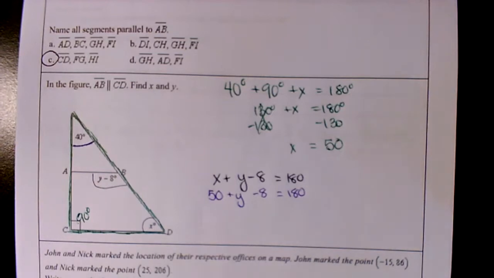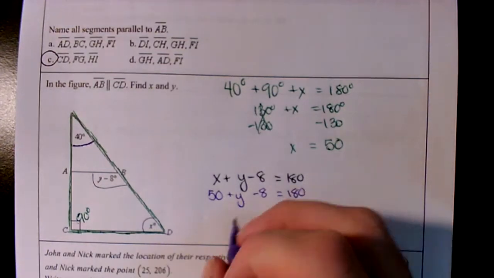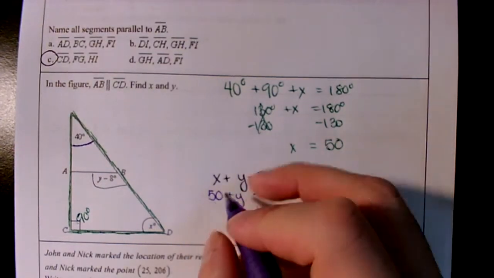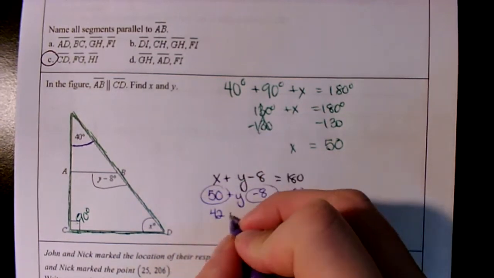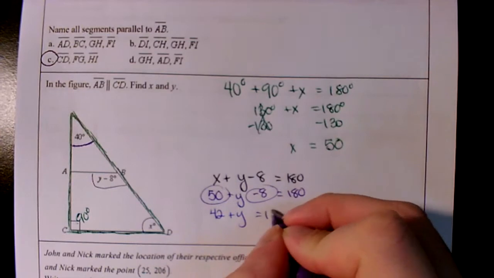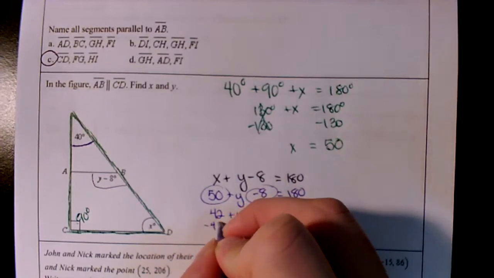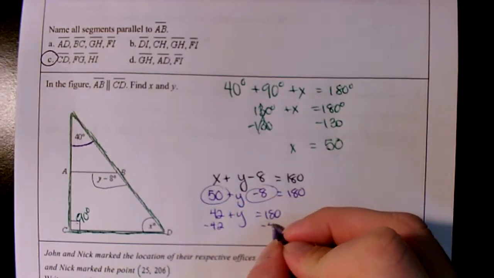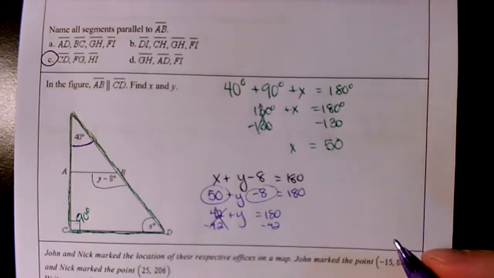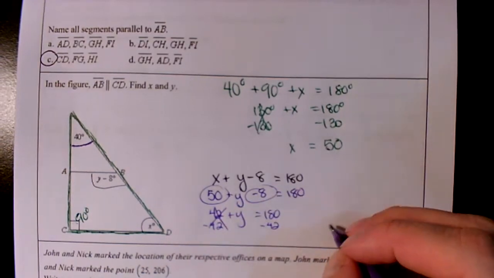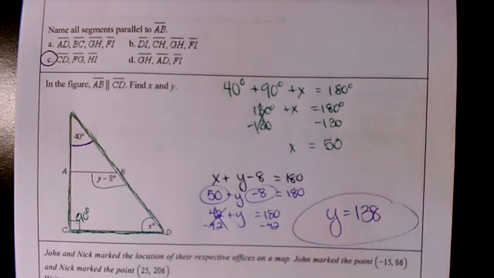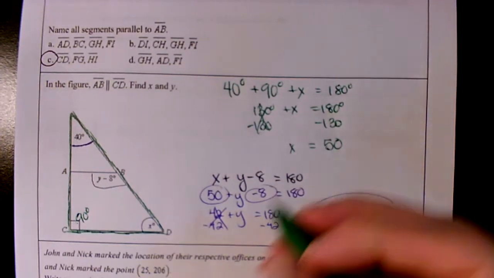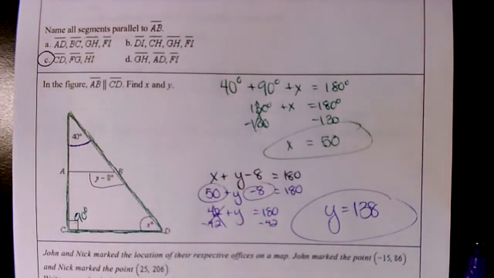I think that sounds good, Athena. If I combine these two, I get 42, combining like terms. Subtract 42 from both sides. And you do get 138, you say? Looking good, looking good. Tricky problem.